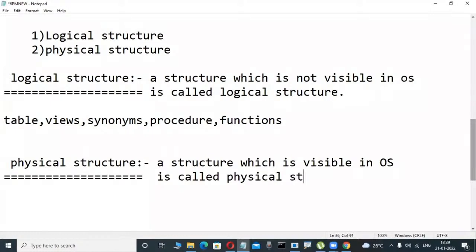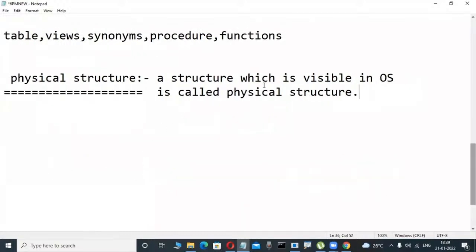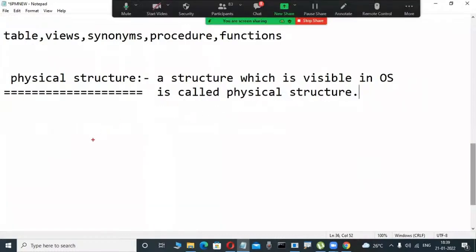Who are the persons working in this physical structure? It's a big concept. I'm telling the definition side only, because what is a database, I will tell you which definition is correct. A structure which is visible in the operating system is called a physical structure. Suppose I am installing software, some physical files are created in the disk. Whether PowerPoint, MS Access, Word, anything we load, physical files are created.